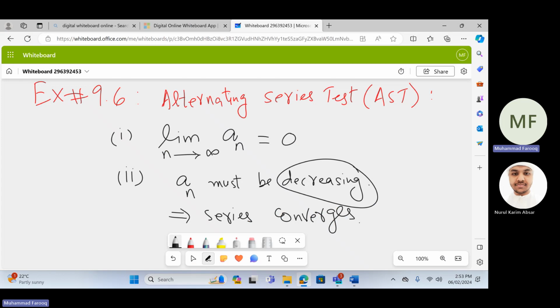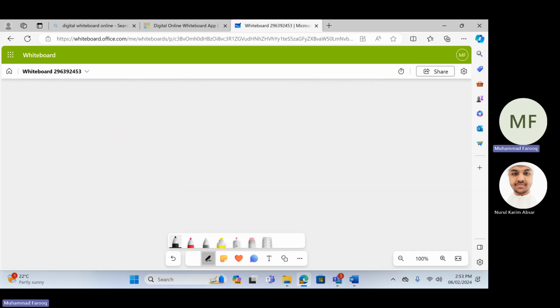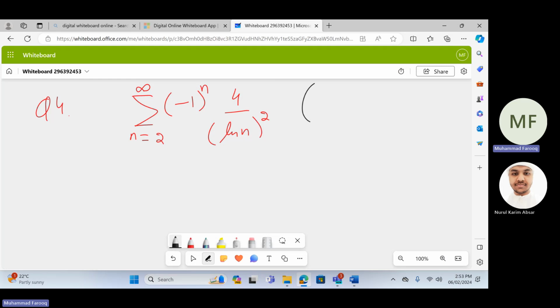Okay, please write the question first. Number 4, 9.6. Sigma from n equals 2 to infinity of (-1)^n times 4 over (ln n)^2, and then n squared. Good. What is the first condition to check in AST? We are using the alternating series test. As I told you, in the exam it is mentioned. So what's the first condition?